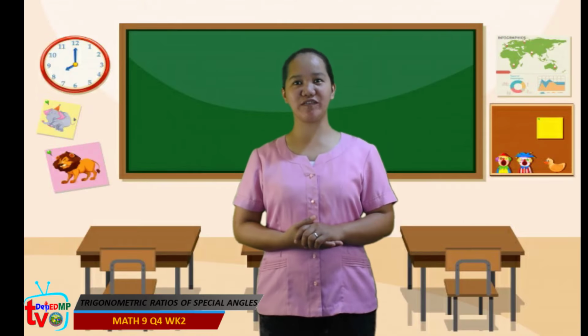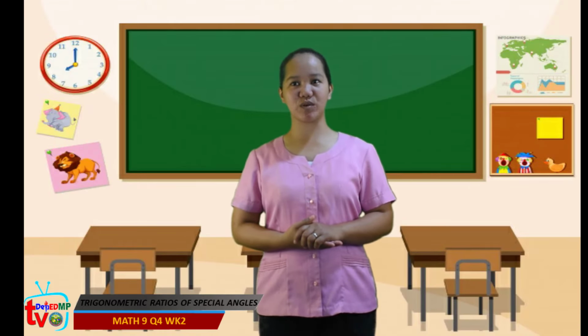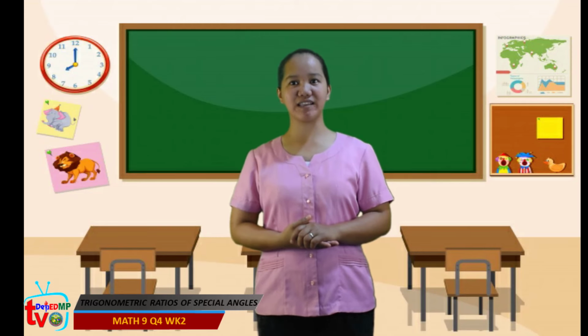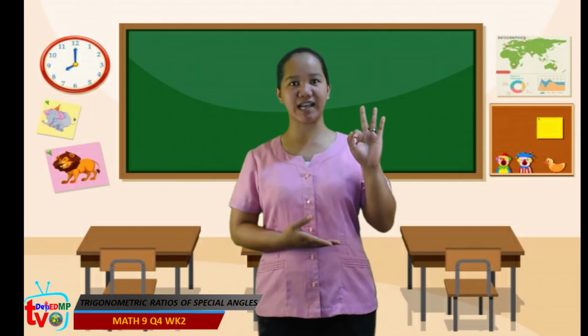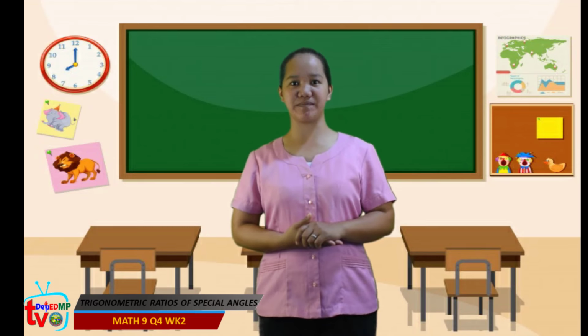Check how much you have learned by answering the post-assessment. Read and understand the questions and choose the correct answer. Then write the letter that corresponds to the answer on your answer sheet. You will be given 3 seconds to answer each item.